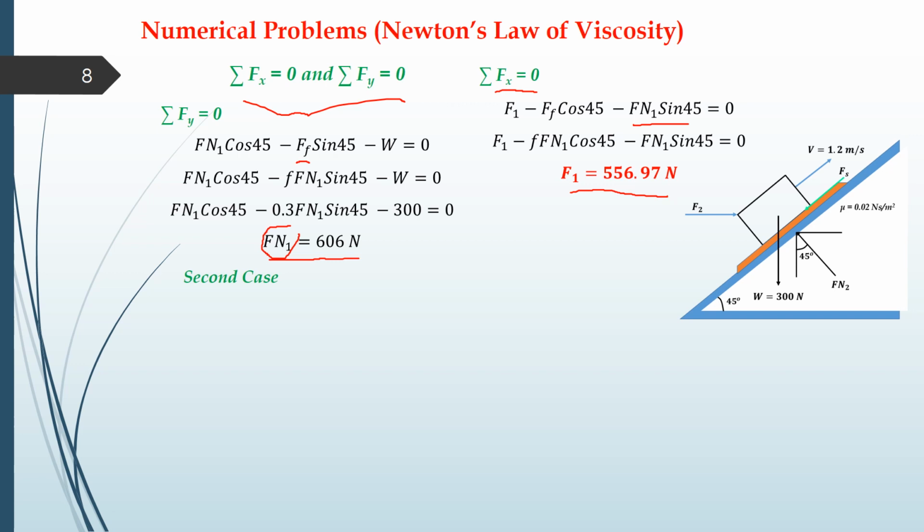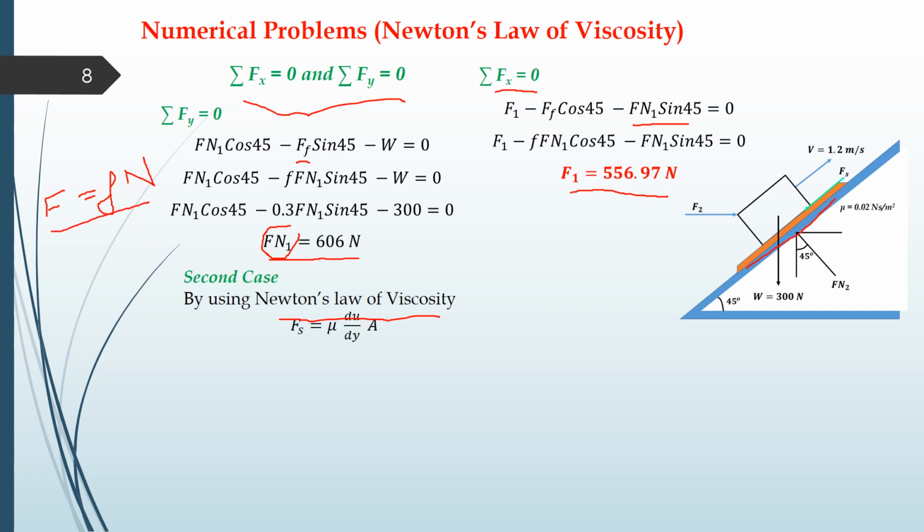In the second case, we have a lubricating film in between, as given in the question. This orange color is the lubricating film. So the force of friction will now be the shear force. Since we have used the lubricant, that force will be due to shear, and Newton's law of viscosity will be used to calculate the shear force. In the previous case, we were using the formula Ff is equal to mu Fn.